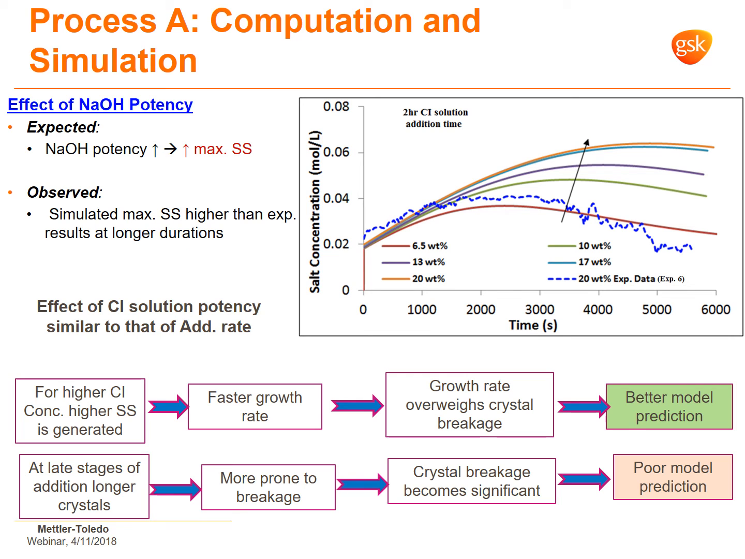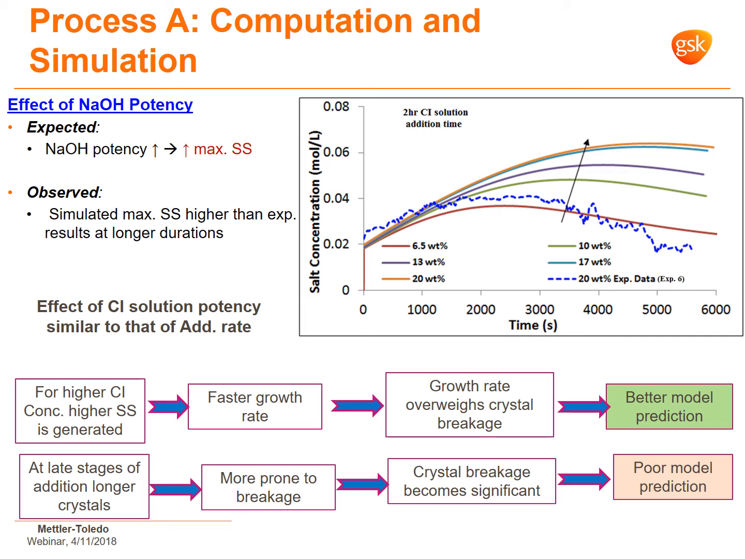We looked into the potency, the concentration of the sodium hydroxide in solution. When it increases, the maximum supersaturation increases, which is also expected. However, we see that the supersaturation is higher than the experimental result at a longer duration. Essentially, the effect of the counterion solution is potentially similar to that of the addition rate, just adding more counterion at any given time. So the higher the concentration of the counterion, the higher the supersaturation. The higher supersaturation increases the growth rate.